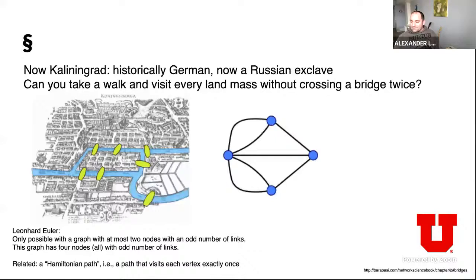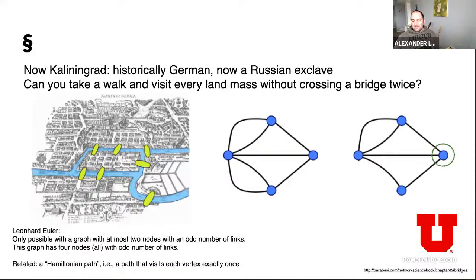And so here is a graph where we can actually do that, because we have only two nodes with an odd number of links, or fewer than that. And hence we can actually traverse this graph and visit each edge without traversing an edge more than once. This is related to the Hamiltonian path problem, so a path that visits each vertex exactly once. And so that was the founding piece of graph theory.